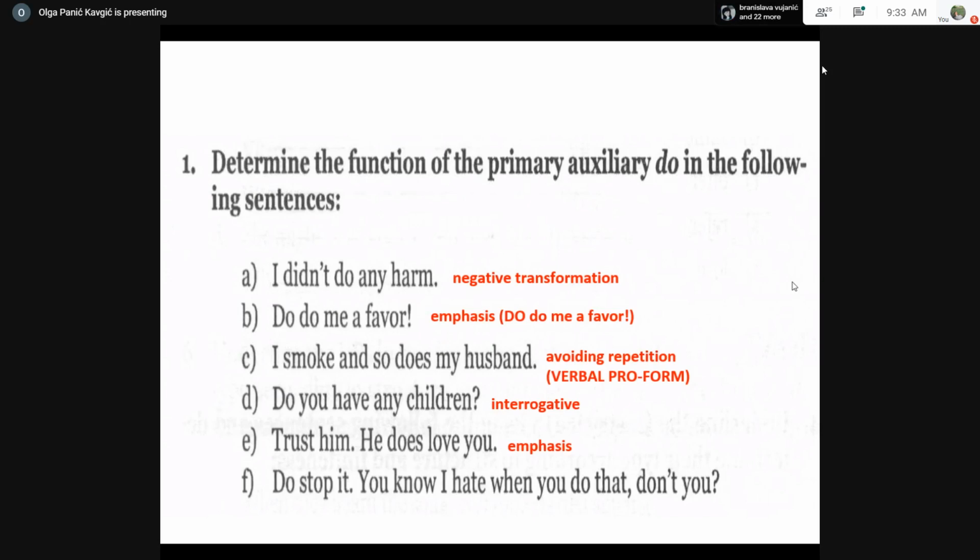Good. Alexander Georgievich, is he here? Yes. Okay, Alexandre. Do stop it. You know I hate when you do that, don't you? Many do's here, but which of them are auxiliaries? Do stop it, the first one. Okay, the first one. And what's the function?